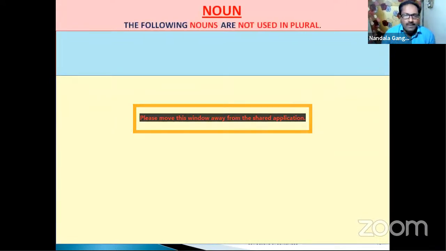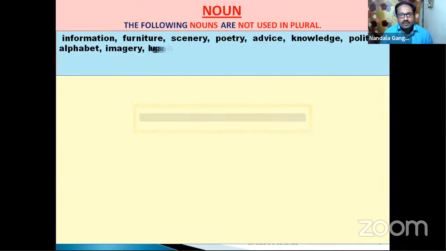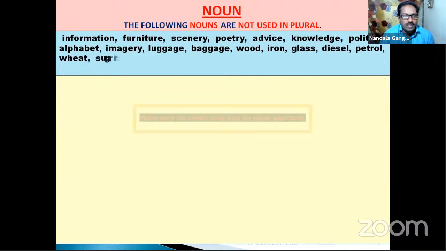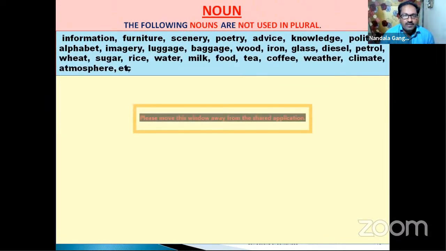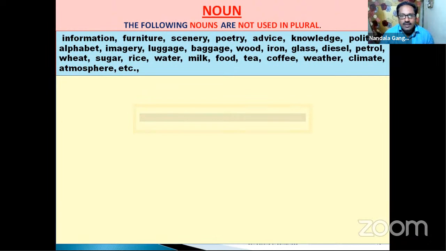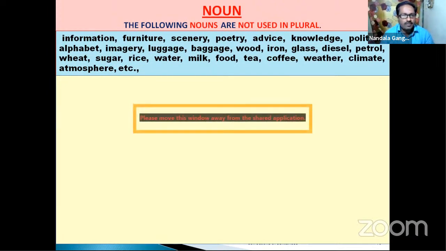First one is noun. Here the following nouns are not used in plural, as you are seeing on the screen: information, furniture, scenery, poetry, advice, knowledge, politics, alphabet, imagery, luggage, baggage, wood, iron, glass, diesel, petrol, wheat, sugar, rice, water, milk, food, tea, coffee, weather, climate, atmosphere. These are different kinds of nouns: collective nouns, abstract nouns, and material nouns.